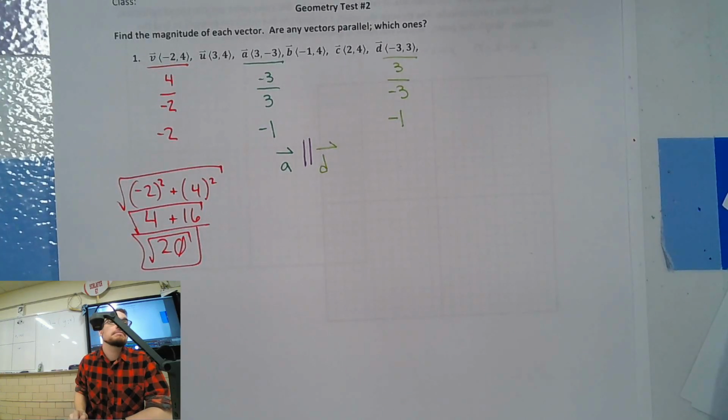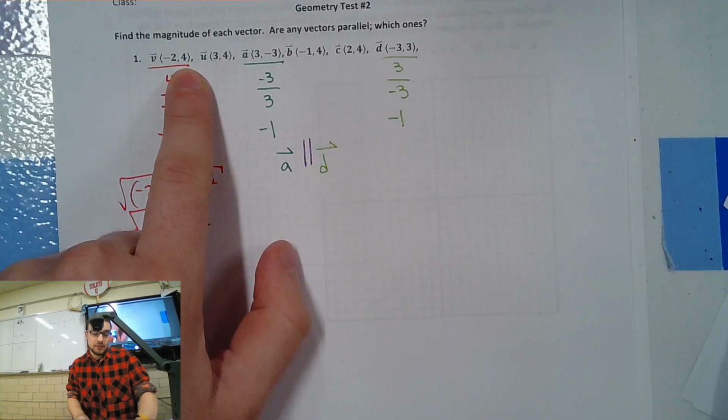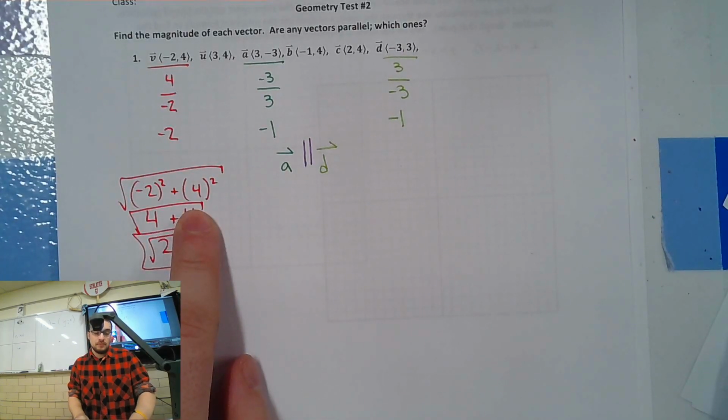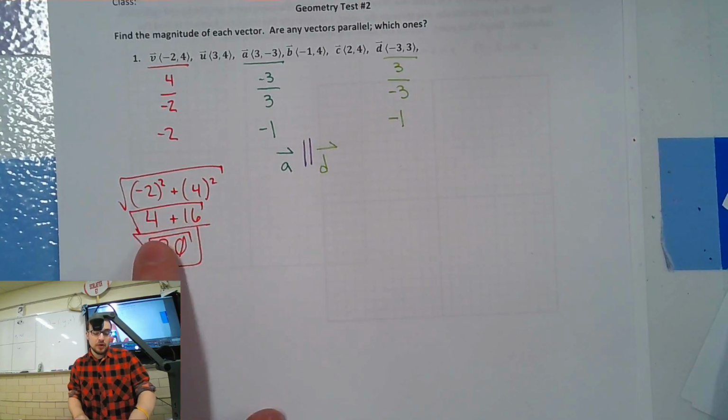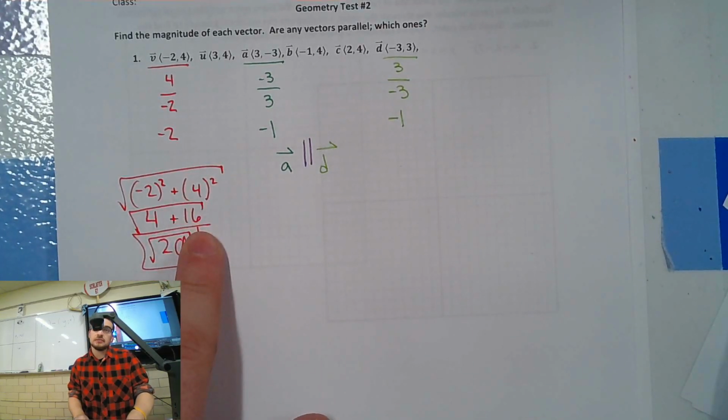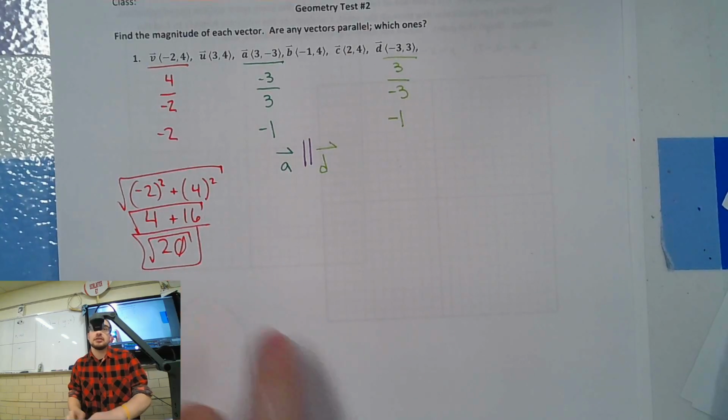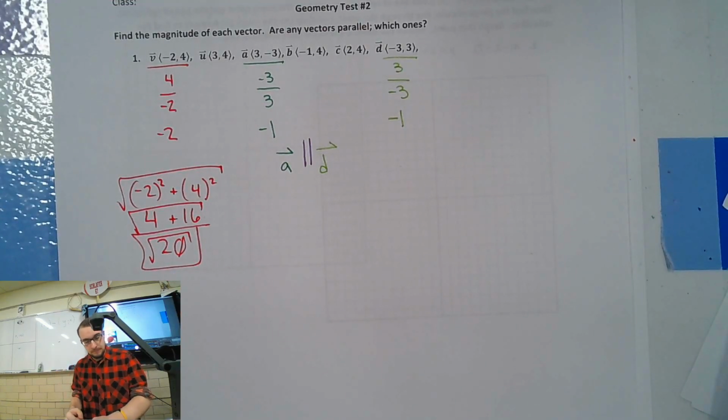Jenna? How did you get the 4 again? I took its components and I put them into Pythagorean Theorem. So -2 and 4. Okay. -2 squared is 4. 4 squared is 16. Add them together, you get 20. So root 20 is the answer. That's how long it would be. Okay?